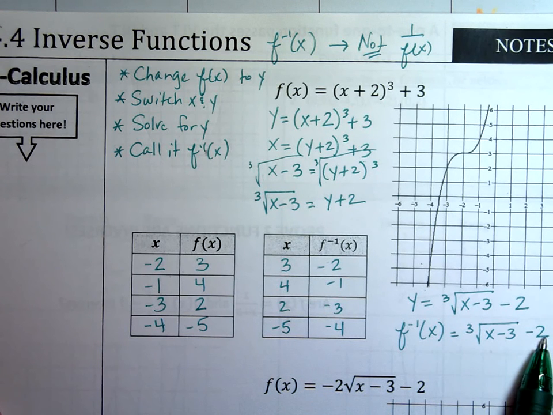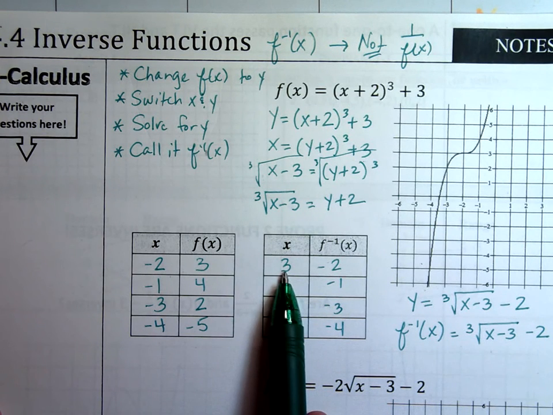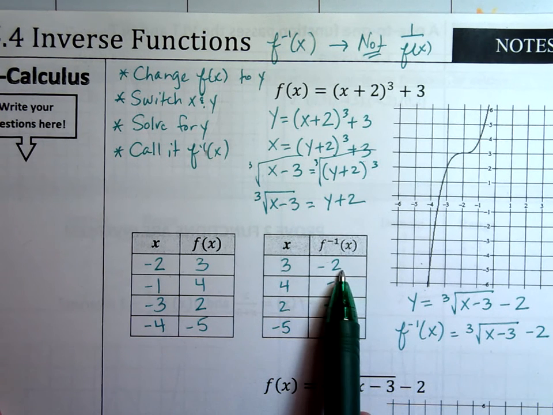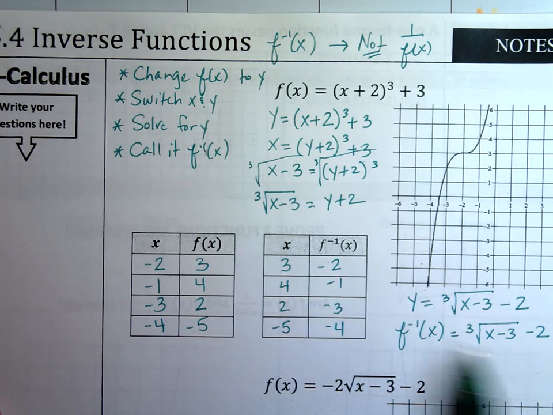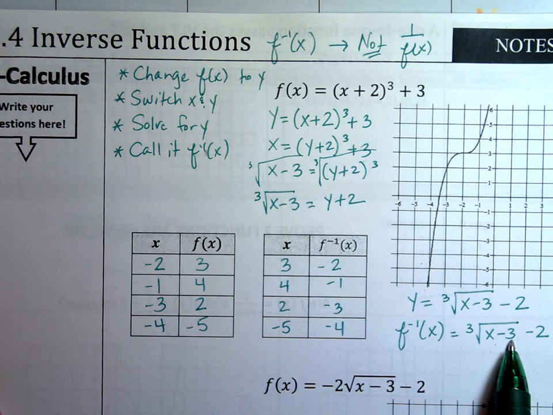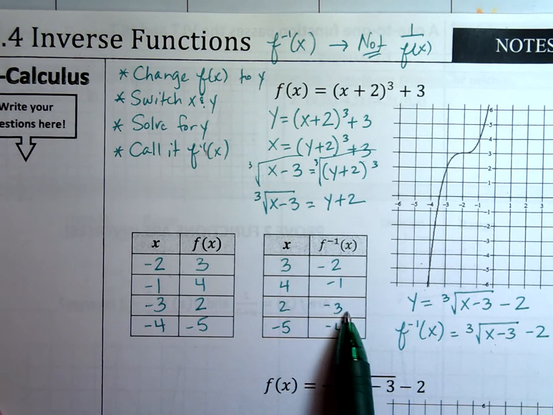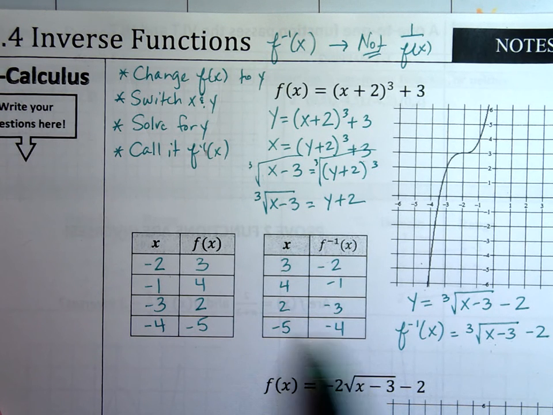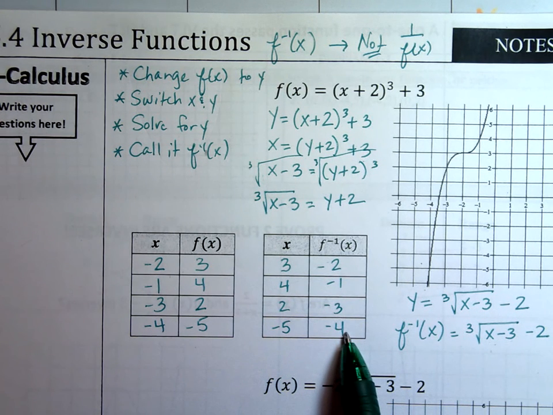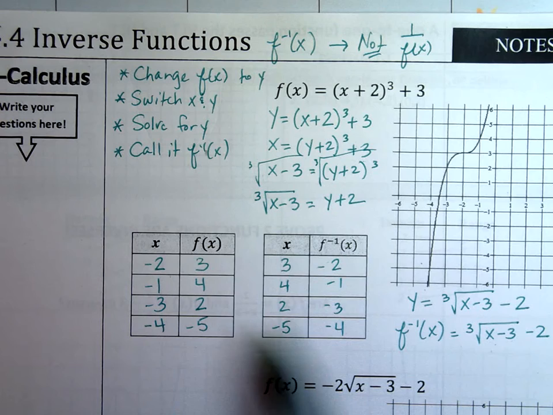Here's my inverse equation, right? If I put a 3 in there, 3 minus 3 is 0, cube root of 0 is 0, 0 minus 2 is -2. I put a 4 in there, 4 minus 3 is 1, cube root of 1 is 1, 1 minus 2 is -1. I put a 2 in there, 2 minus 3 is -1, the cube root of -1 is -1, and -1 minus 2 is -3. And if I put a -5 in there, I get -8. Cube root of -8 is -2. And -2 minus 2 gives me -4. So it all works. It all fits. So you can switch your columns, and that makes life very easy.